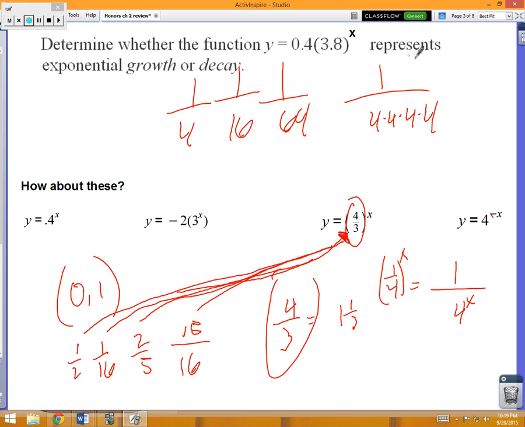So play it safe, type them in your calculator, look at the graph, or you can even look at the table. See if your table's shrinking, see if your table's growing, and double check yourself with street smarts.